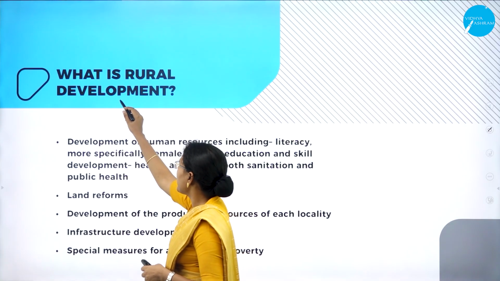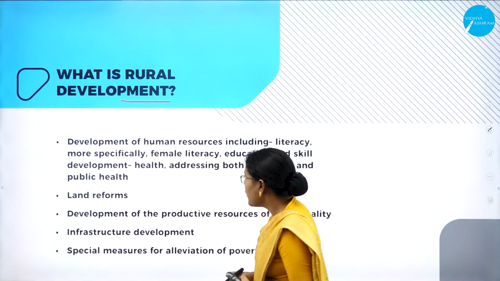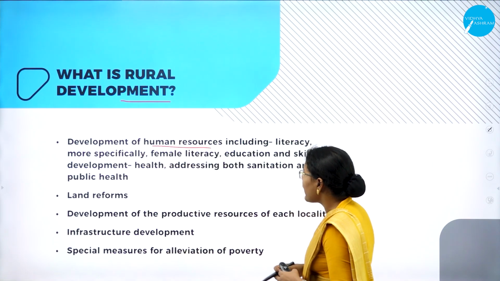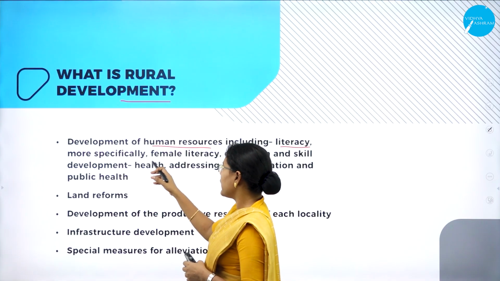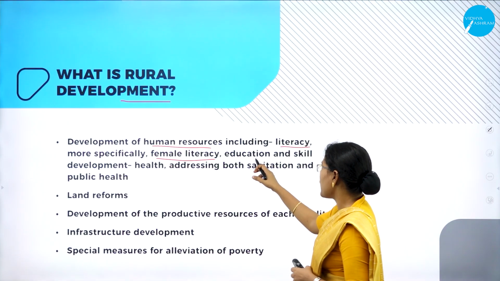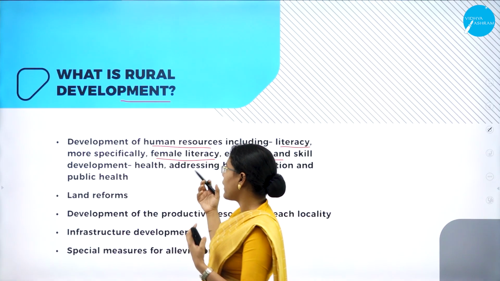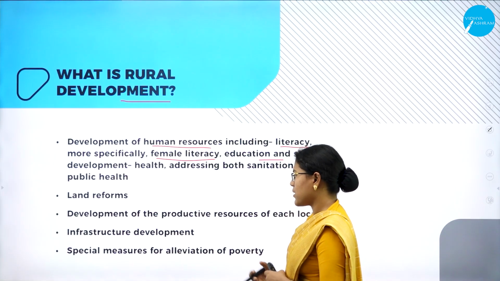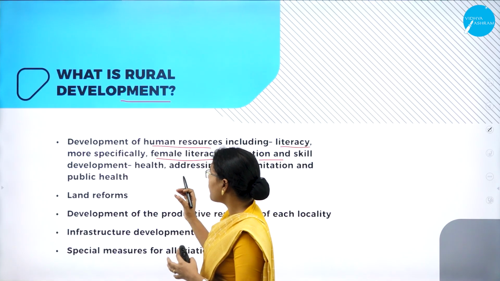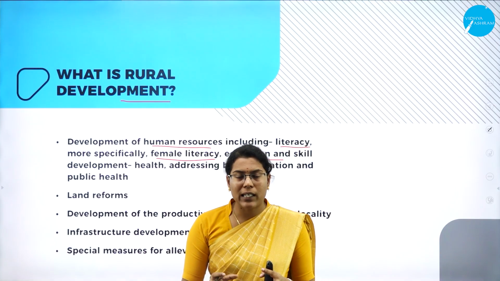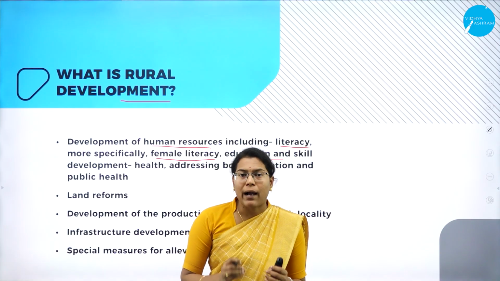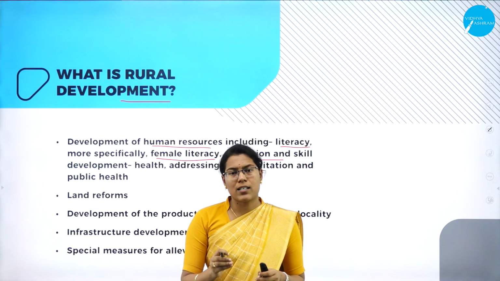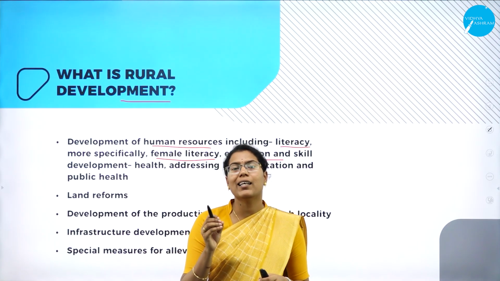So as we know, development is improvement of something, but here rural development refers to the development of human resources including literacy, more specifically female literacy, education, skill development, healthcare, land reforms, development of productive resources, infrastructure, etc. That means here it refers to the development of those areas which have remained socially and economically backward.